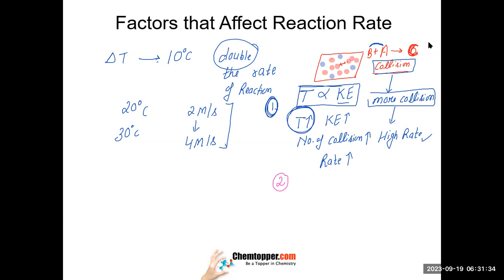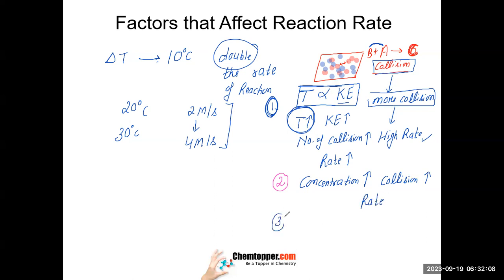As you increase the concentration, what happens to the number of collisions? More collisions, more rate. Very good. Dhruv. So easy, right? Sammy? Easy. But then you have to remember these reasons. So concentration is the second reason. So every time you have to think in terms of collisions. More concentration, more collisions. Number of collisions, rate is high.